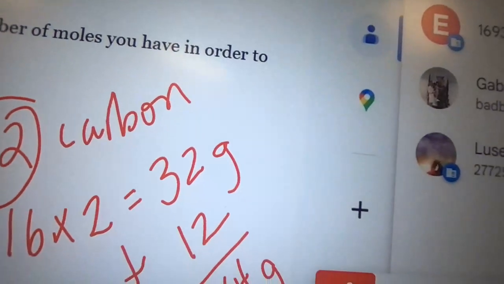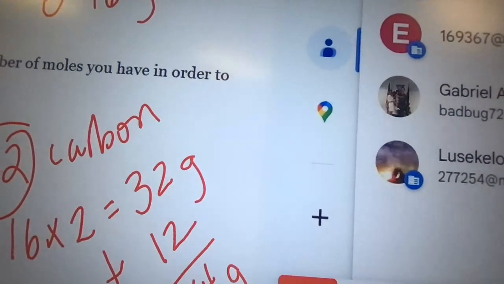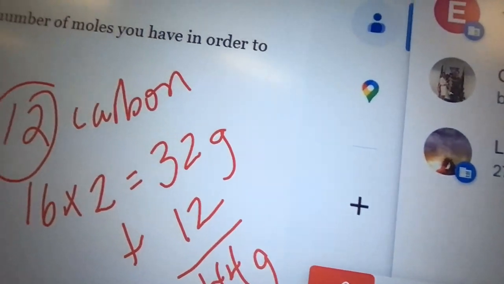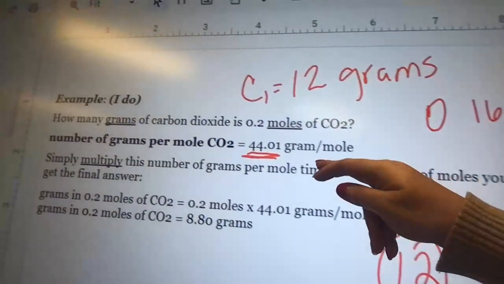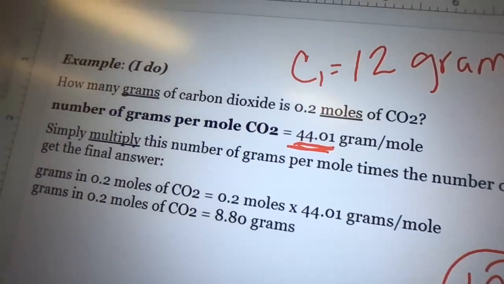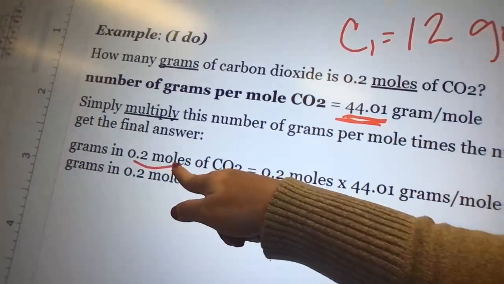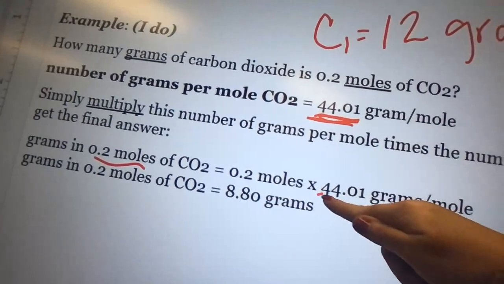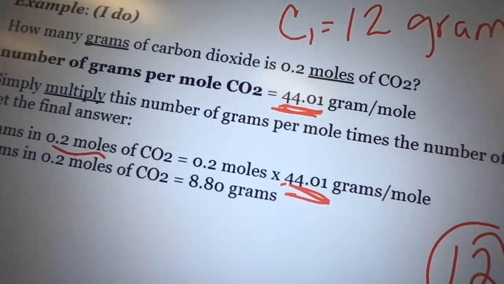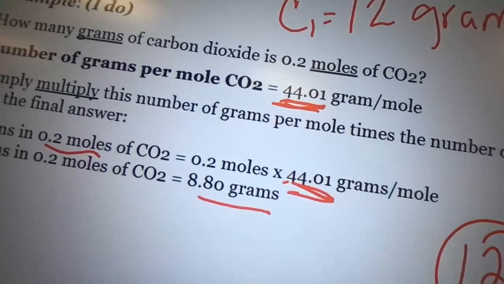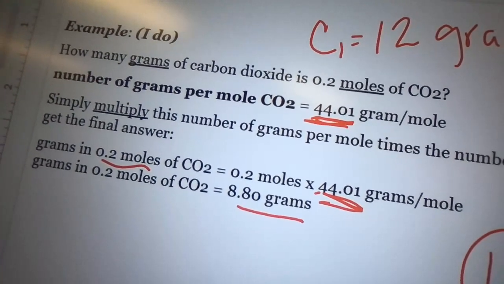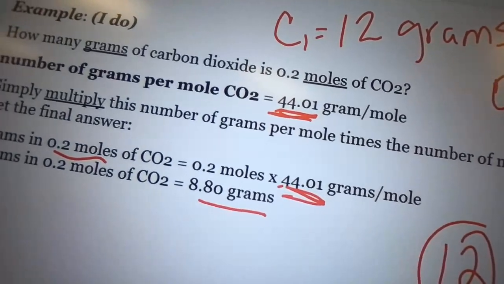So let me see if I can show you here. Sorry for doing it this way. This is where you get the 44.01 grams per mole. So what you're going to do in here, you have the 0.2 moles. You're going to multiply that by 44.01, and that would give you the 8.80 grams for 0.2 moles. You have one more exercise that you're going to be working on your own.